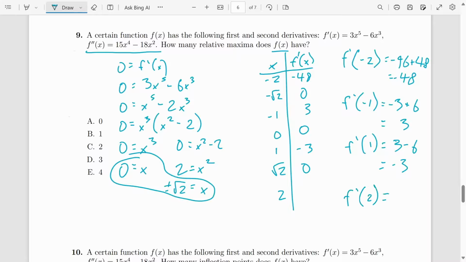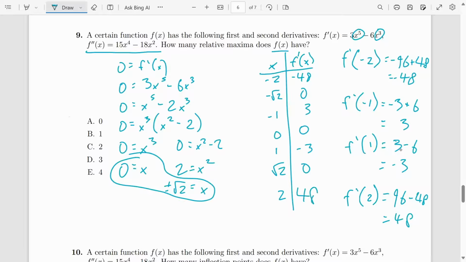And then for positive 2, f prime of 2, I'm pretty sure this is going to be positive 48, but just to make sure, 2 to the fifth is 32. 32 times 3 is 96. And then minus 2 cubed, which is 8. 8 times 6 is 48, so that's minus 48. That equals positive 48. Awesome.